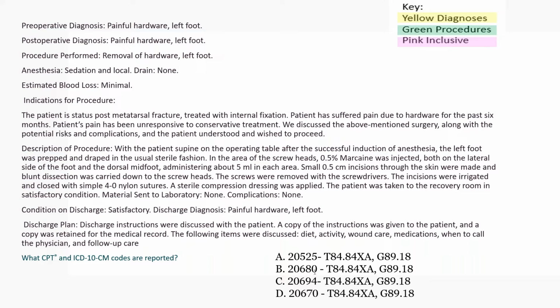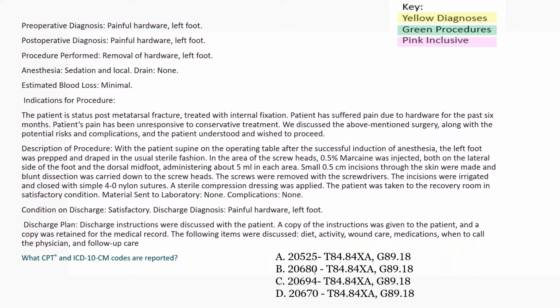The screws were removed with the screwdrivers. The incisions were irrigated and closed with simple 4-0 nylon sutures. A sterile compression dressing was applied. The patient was taken to the recovery room in satisfactory condition. Materials sent to the laboratory, none.